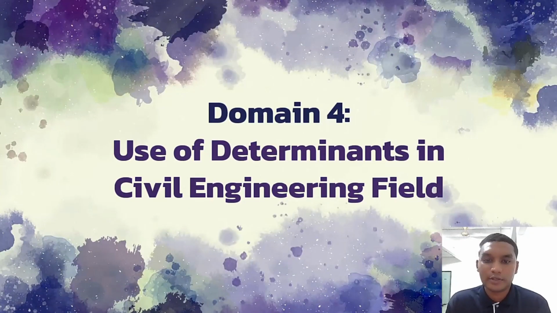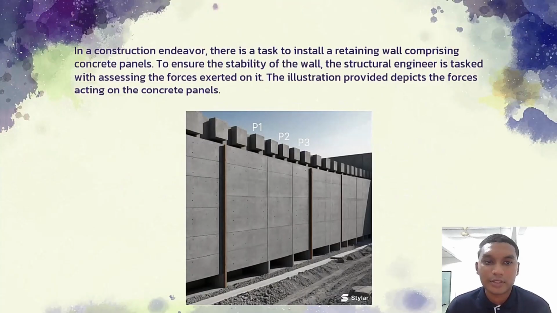Thank you. Hello everyone, my name is Darshan Kumar, son of Suresh, and my matrix number is CI230028. So I will be presenting Domain 4, which is the use of determinants in the civil engineering field. The first one you can see here is in a construction endeavor, there is a task to install a retaining wall comprising concrete panels. To ensure the stability of the wall, the structural engineer is tasked with assessing the forces exerted on it.